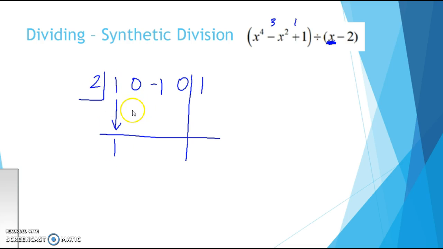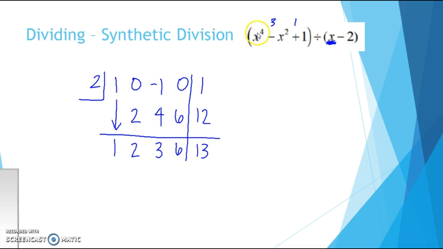Now 1 times 2 is 2, and we add, 0 plus 2 is 2. 2 times 2 is 4, we add, negative 1 plus 4 is 3. 3 times 2 is 6, 0 plus 6 is 6, and then 6 times 2 is 12. 1 plus 12 is 13.